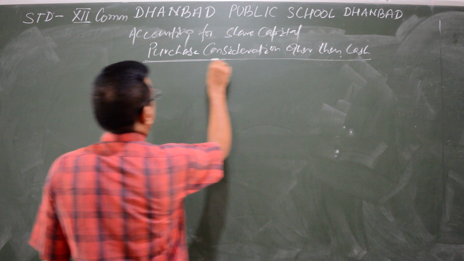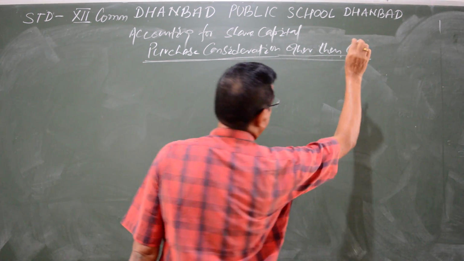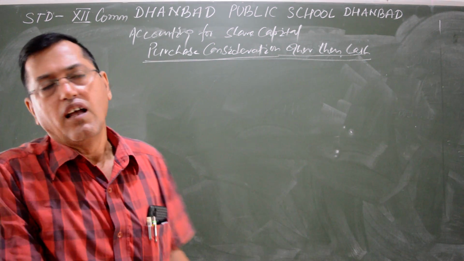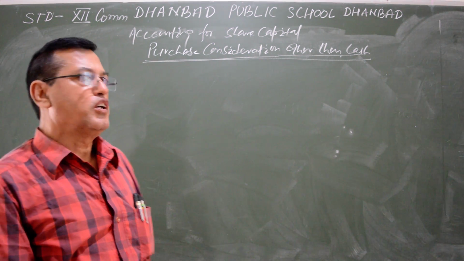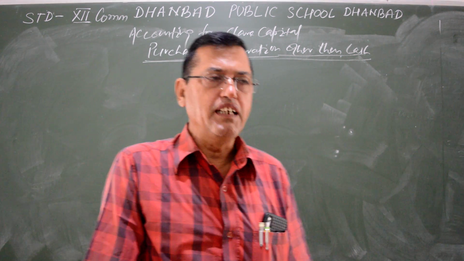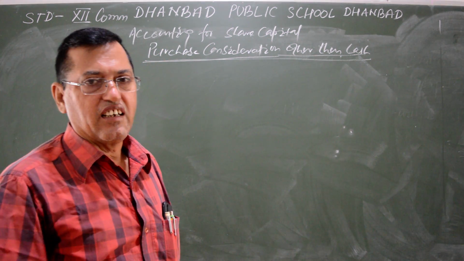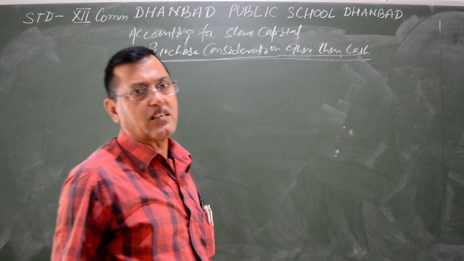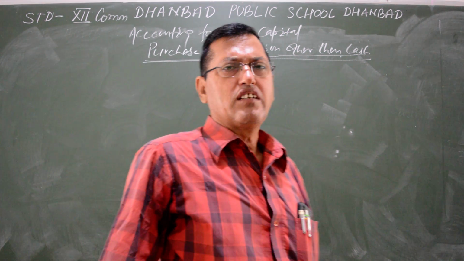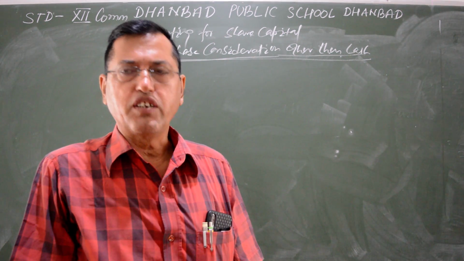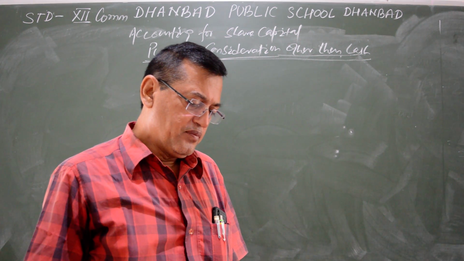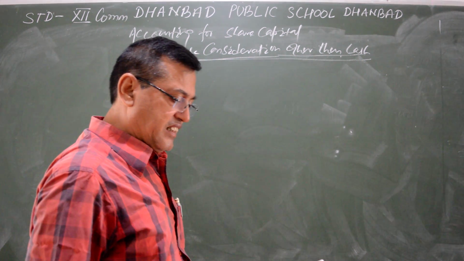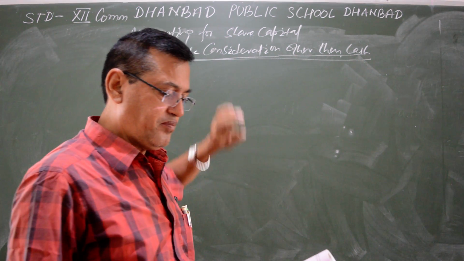That is your purchase consideration other than cash. It means assets purchased by the company, and after purchasing, the company is not going to make the payment through cash. The company is issuing shares other than cash. It means the company can make the payment by issue of shares, by issue of debentures, or partial issue of shares or partial payment made by cash. This topic is known as purchase consideration other than cash.